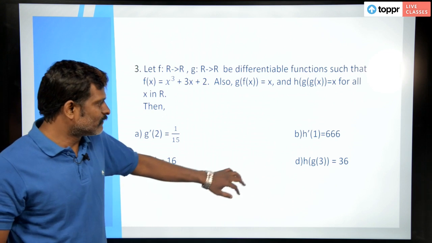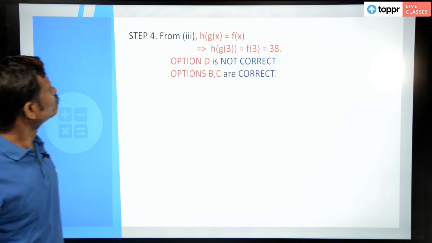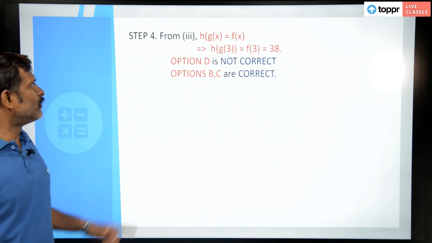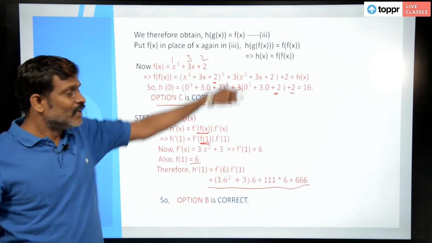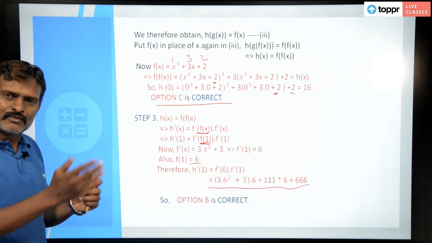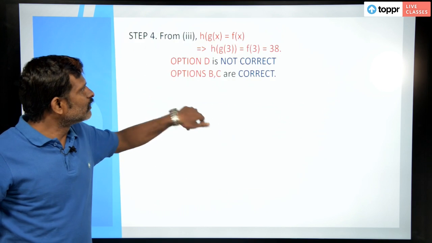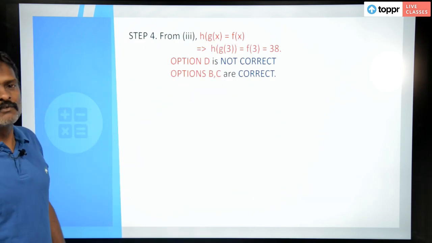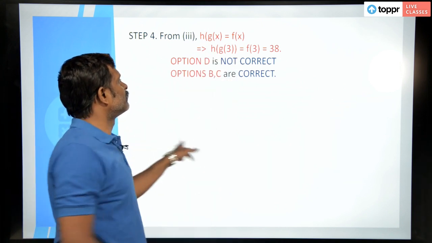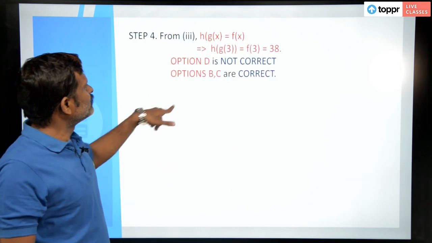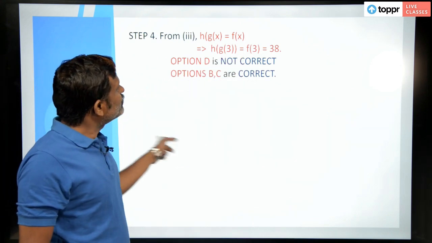h of g of 3 is equal to 36. h of g of x is equal to f of x. That is what we just now did, right, h of g of x is equal to f of x. See, this is all interlinked. We are using the definitions which we have derived in the previous part to solve the next part. This is the smart way of solving a question, guys. So now g of h of g of 3 will be nothing but simply f of 3. Substitute 3 in this one and see if it is equal to 38 or not.